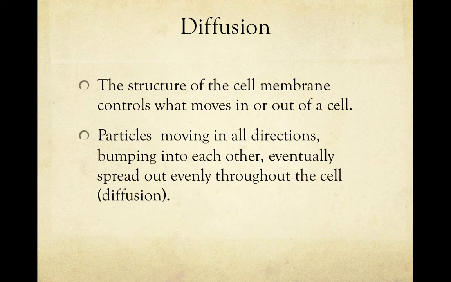Now in diffusion we have particles moving in all directions, and they're bumping into each other, and eventually they spread out evenly throughout the cell. They'll start in one contained area, and then as they disperse, they end up evenly distributed, and that's what we're trying to get to: equilibrium. This process is called diffusion. So we're taking particles in a high concentrated area and moving them to a low concentrated area so that we can create equilibrium within the cell.